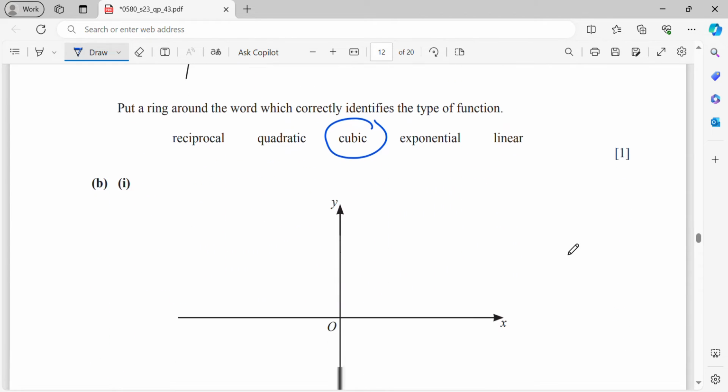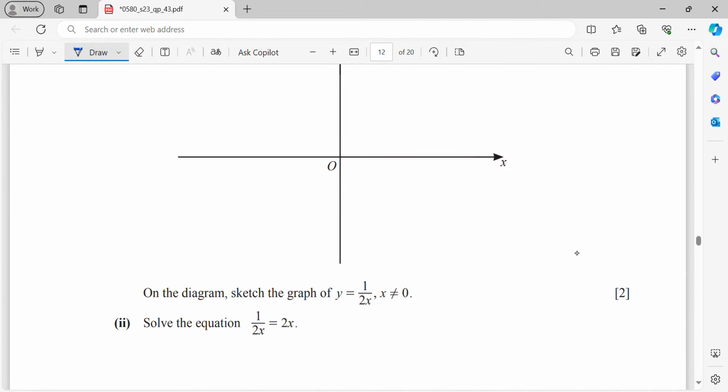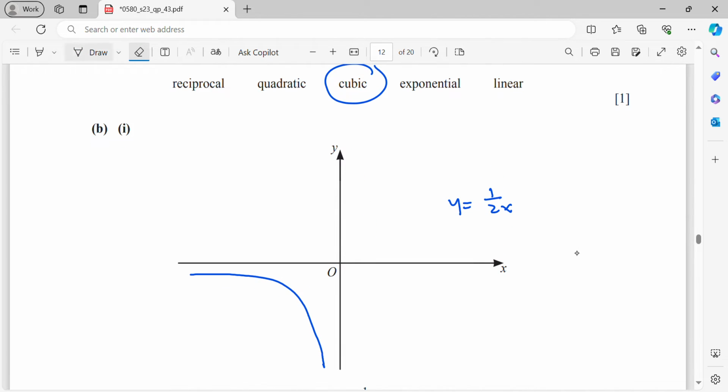Alright, so now B, first part. On the diagram, sketch y equals 1 over 2x where x is not equal to 0. So 1 over 2x, the curve will be like this. Never touch the x and y axis. So this is y equals 1 over 2x. Okay, probably I can draw a smooth graph. Remember, it will not touch the x and y axis.